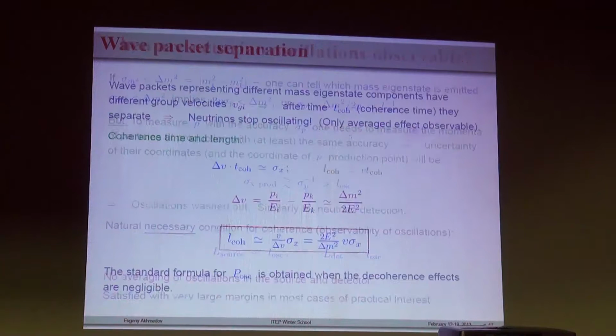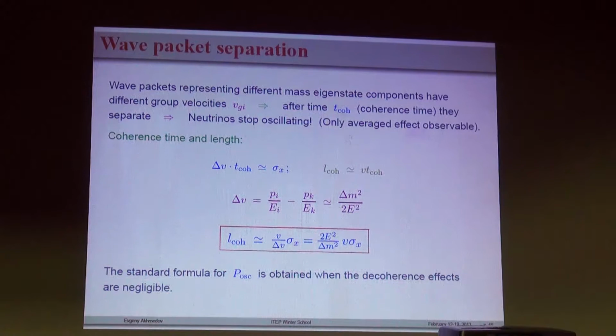Okay, but that's not the only possible source of decoherence, of loss of coherence. Another source is wave packet separation. You know that propagating particles cannot be described by plane waves. They are described by wave packets, which is a kind of train of plane waves. And neutrinos are no exception. Every propagating particle should be, strictly speaking, described by a wave packet. But the neutrino wave packet has some finite size. As I mentioned to you, this size is typically much smaller than all the sizes of interest: the size of the source, the detector, and the distance between the two.